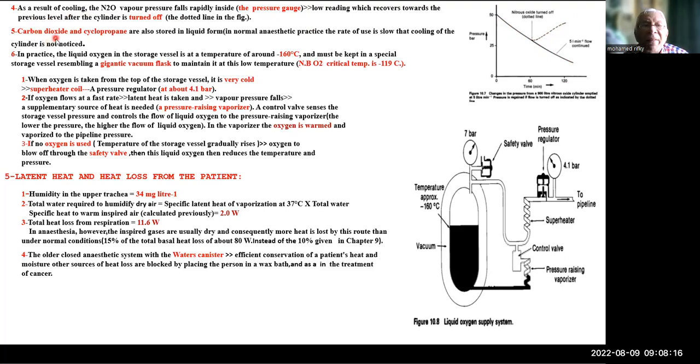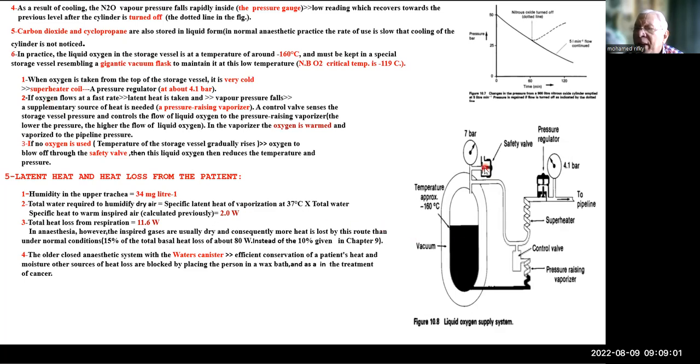Of course, carbon dioxide and cyclopropane are being prepared as liquid in cylinders, and they don't need much temperature to be transferred to vapor, so it's not much important in anesthesia. Of course, the most important thing is the oxygen cylinder. As you can see, we are trying to use oxygen to minimize the cost.